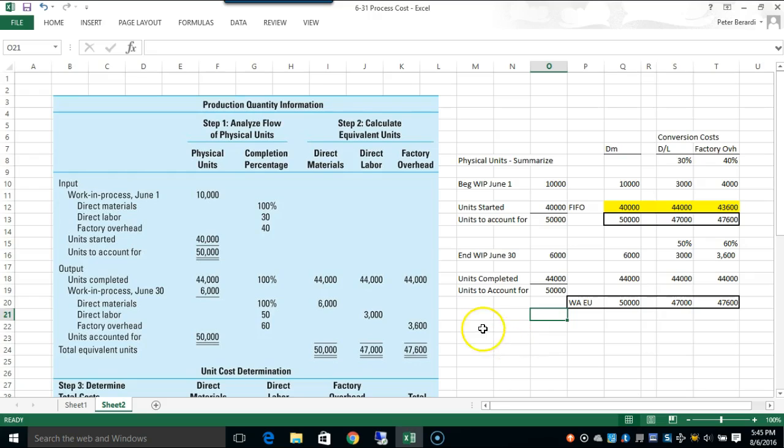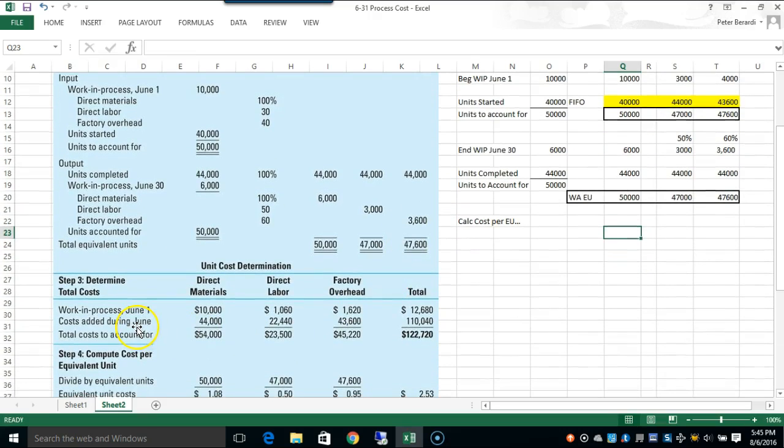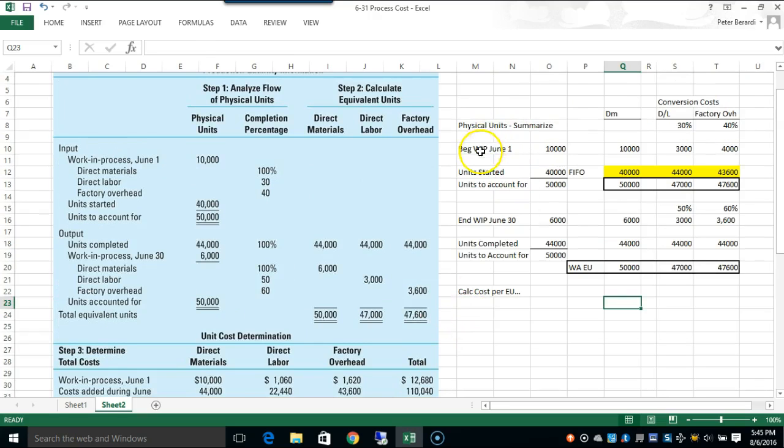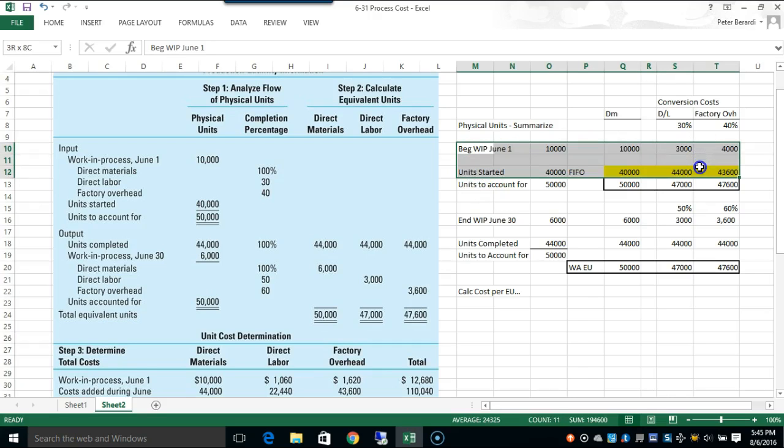Now the next step is calculate cost per equivalent unit. And let's see what they give us. The costs that are relevant here are beginning WIP and costs added during June, which are current production costs. So it's basically costs for beginning WIP and current production costs, which is your top half. Those are the costs that we're concerned with.